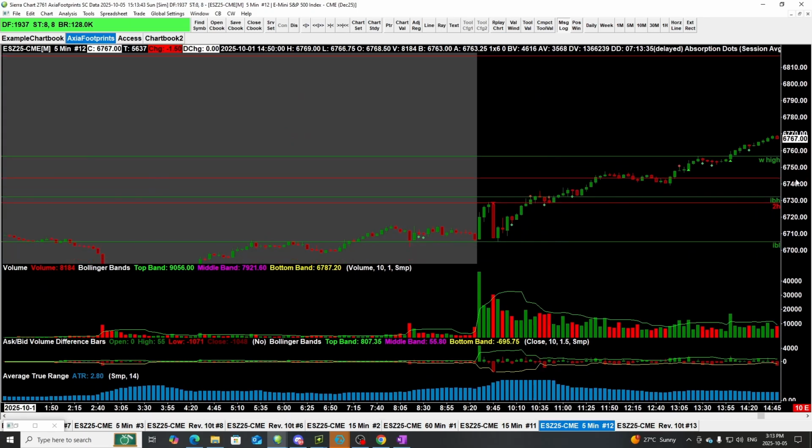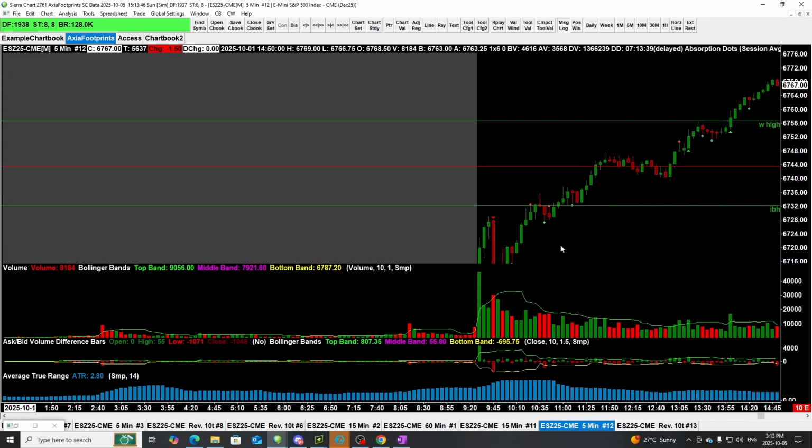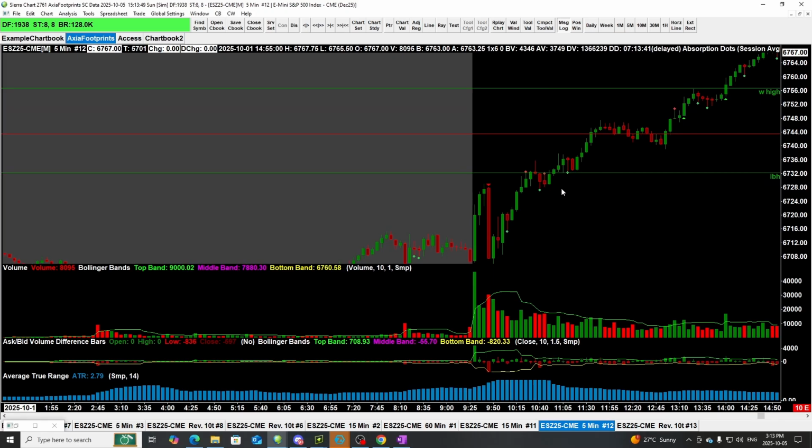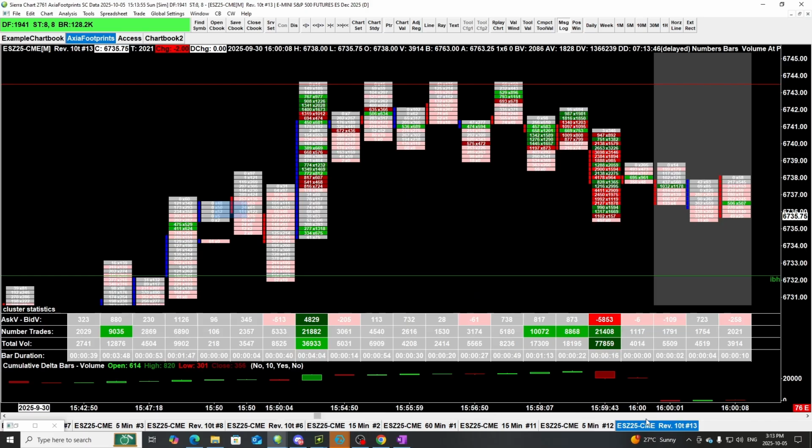Let me take out this. We closed above the initial balance high and then we moved up. Now let's check footprints.